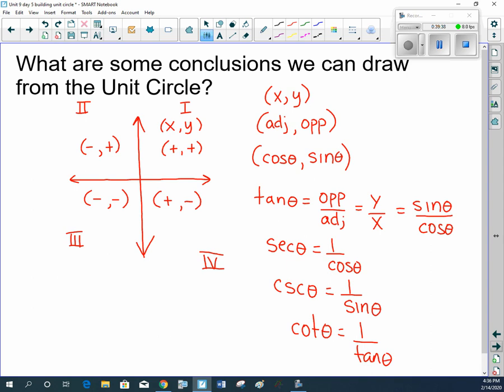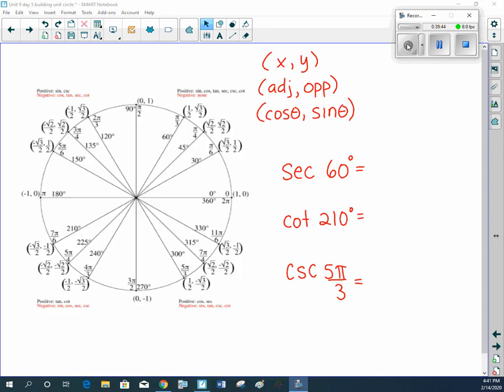Okay, let me pull up a unit circle here and I'll show you how that works with the secant, cosecant, and the cotangent. Okay, so I've kind of set up some questions here. You don't have these in your notes, but this will kind of help you. It's in the homework, so this will help you figure out how to do the reciprocal functions. So let's try to see if we can figure out how to do secant of 60.